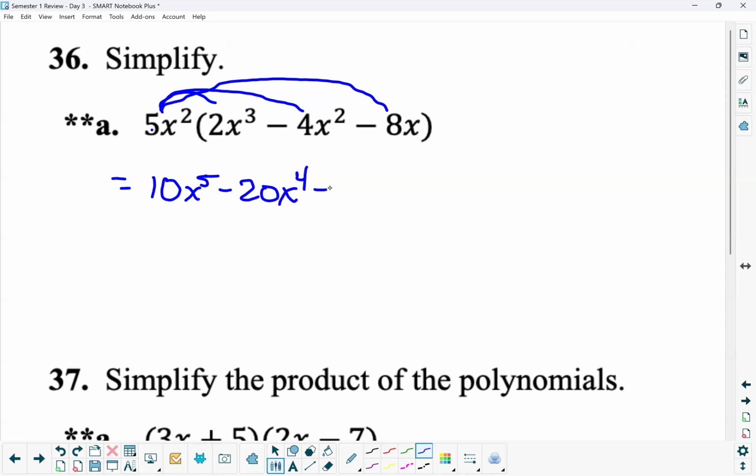5 times minus 8 is minus 40. I have x, I have a 2. Over here, my exponent is 1. 2 plus 1 is 3.